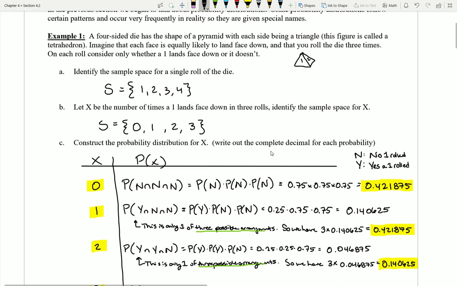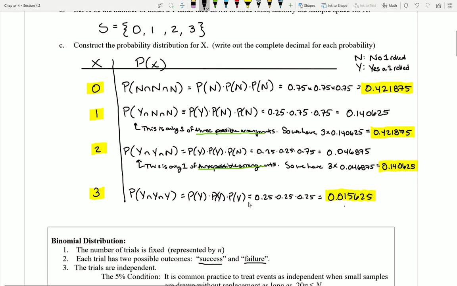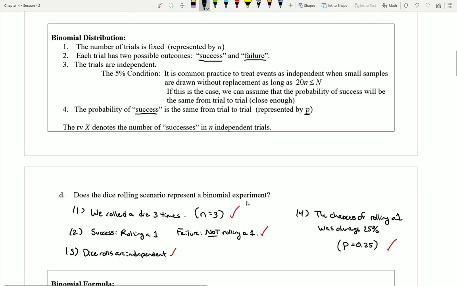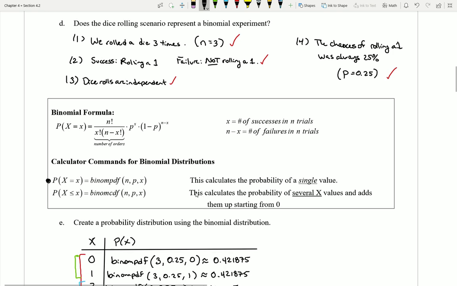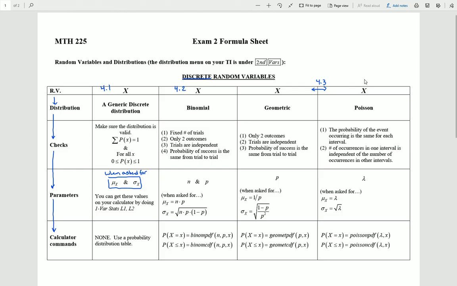Right from the beginning, it was important that we knew what our variable of x actually stood for. That was number one. We then thought about our information being organized in a table because it was discrete. And then we said, oh, this seems like it meets the checks to be a binomial distribution. And so then we had calculator commands. But of course, in order to use those calculator commands, we had to establish what n and p were first.